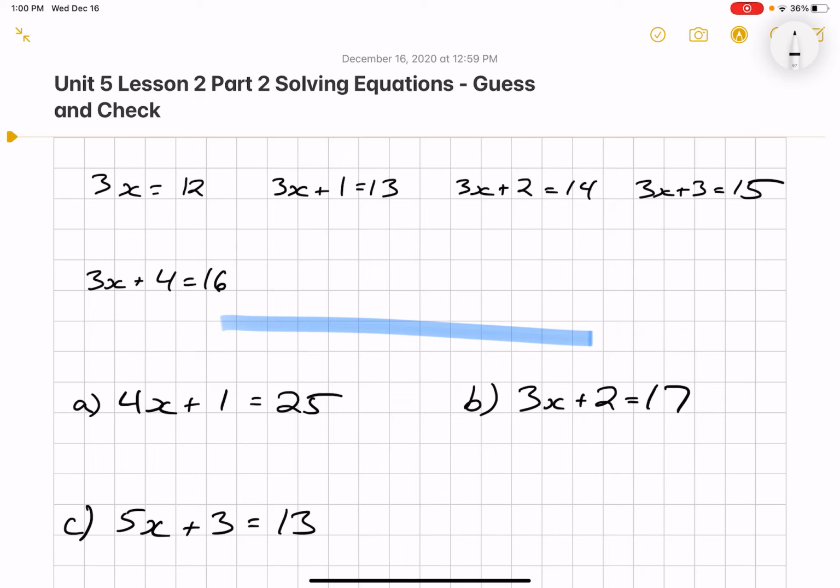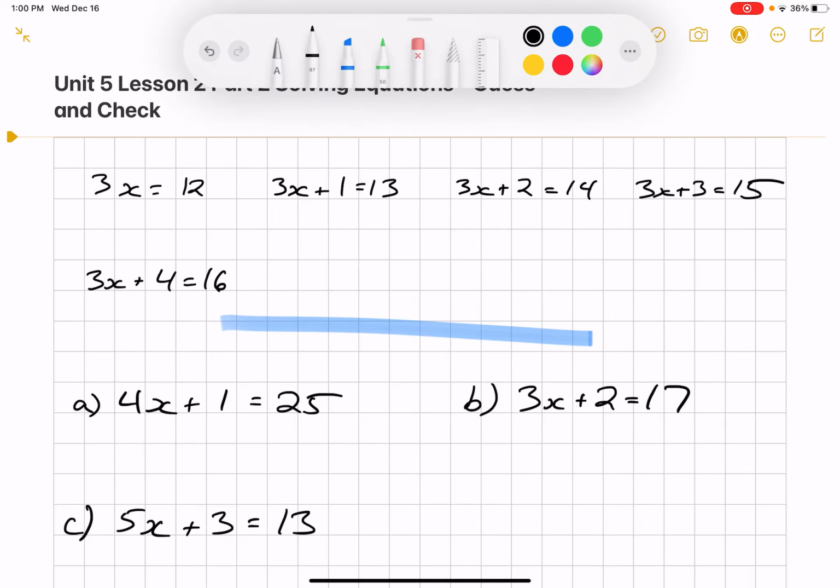Right, so we're still on lesson 2, part 2. I'm going to have you look at this sequence here. So 3x equals 12, 3x plus 1 equals 13, 3x plus 2 equals 14, and so on and so on. Okay, what do you notice about these problems?